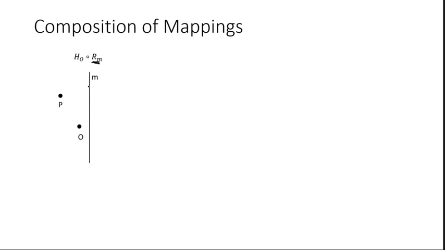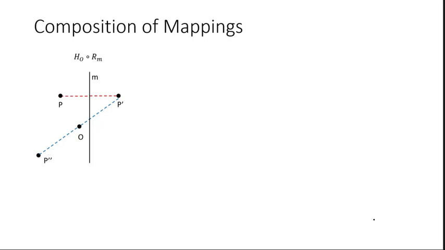So you reflect point P across this line. When you do that, you get to this point over here, P prime. And then this notation right here is a half turn around the center point O. Half turn means you go around 180 degrees, and it's going to take you right over here. That's going to take you to P double prime. So that would be the composition of those two mappings. We compose those two to get to our final destination of P double prime.